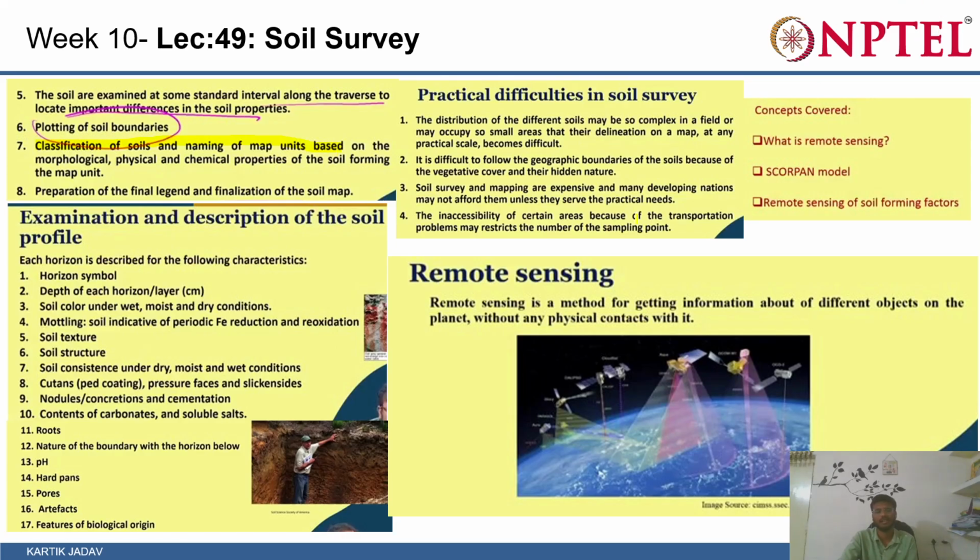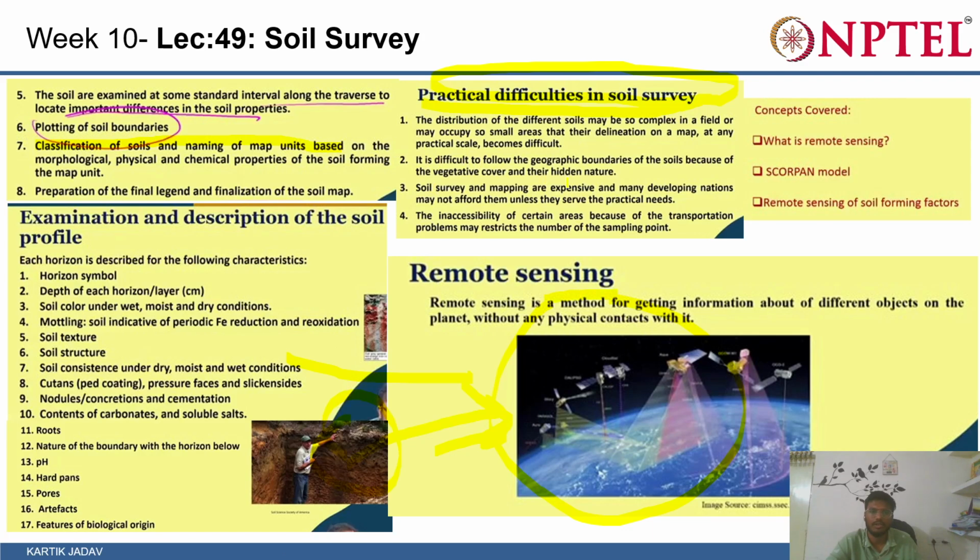And then there are also certain practical difficulties in the soil survey. That is related to the soil distribution. Generally the distribution of different soils may be complex. We know that soil, like water also, is a very complex system. And even at a few meters' distance, we can identify different soil behavior. Okay, so that is the problem. That may occupy a small area at the time of delineation of the map, and practical scale becomes difficult. Whenever we extrapolate this small scale survey to the larger scale, ultimately information gets diluted.